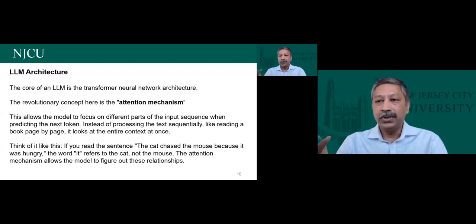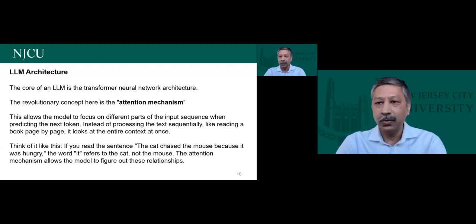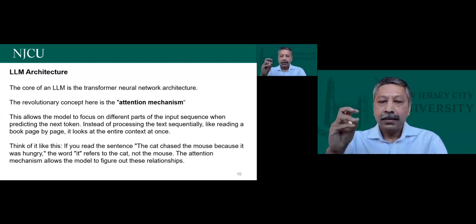So as we all know, in language, context is everything, right? So you need to know the context to be able to come up with a meaningful prediction, right? So for example, if you read the sentence, "the cat chased the mouse because it was hungry," the word "it" can refer to cat or it can refer to mouse. For us humans, it's easy. We know immediately, right? But for computers to understand that is much more difficult, right? So this attention mechanism is a way where the computer learns that "it" refers to the cat and not the mouse, right?